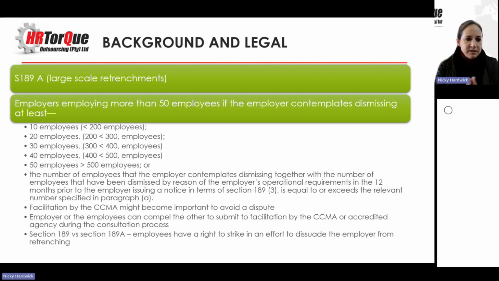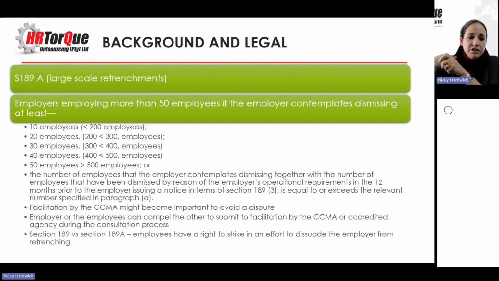So we kind of stay under 10 employees to get around the legislation. There is an additional thing that says that if you have retrenched people in the last 12 months, they need to know how many and to ensure that it does not exceed this. Okay, and as I said, there are additional requirements in there.